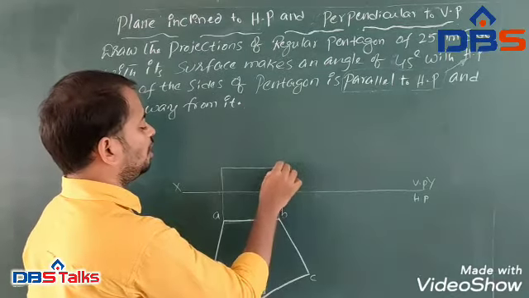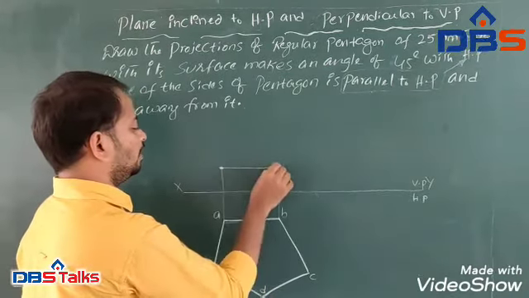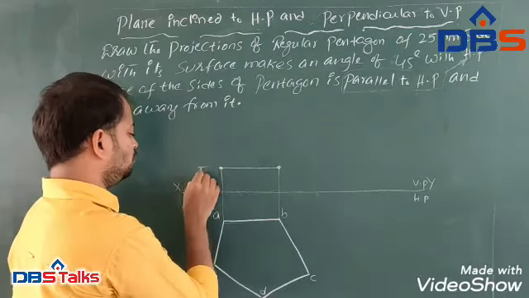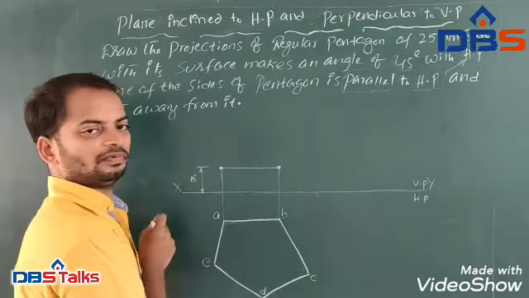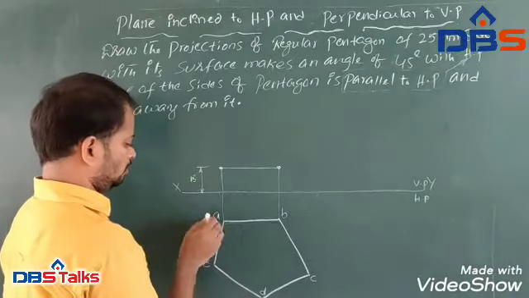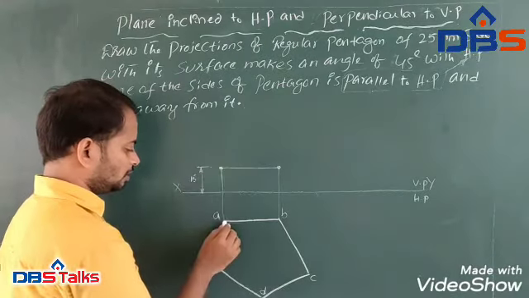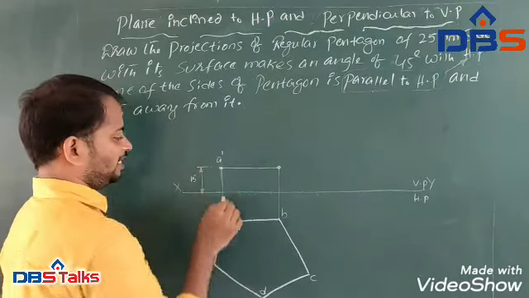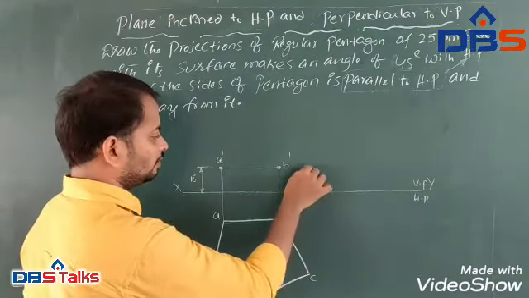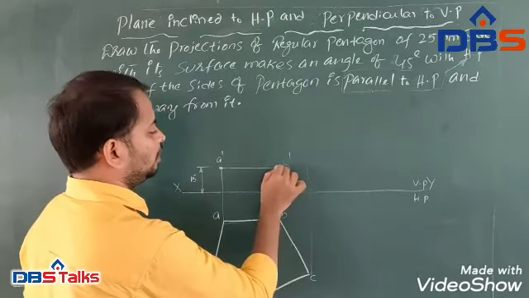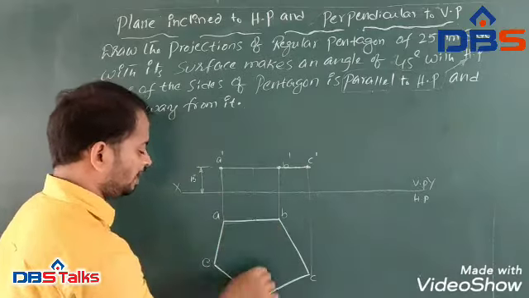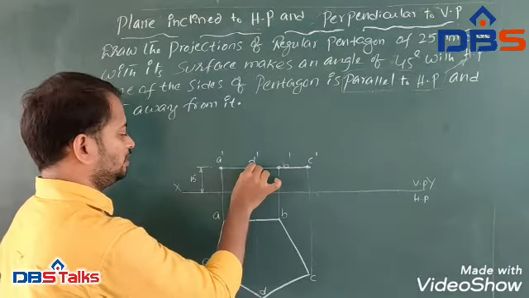So draw a line which is above the HP at 15 mm. Now it is clear. From here to this, draw the projections. Now draw the projections as A dash. From here is B dash. Then from C it is C dash. From D it is D dash.